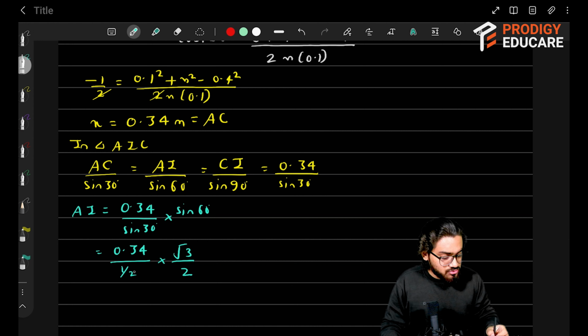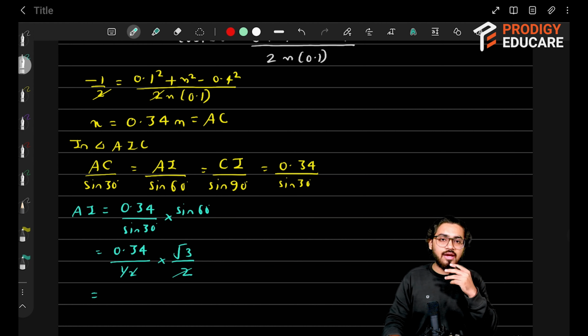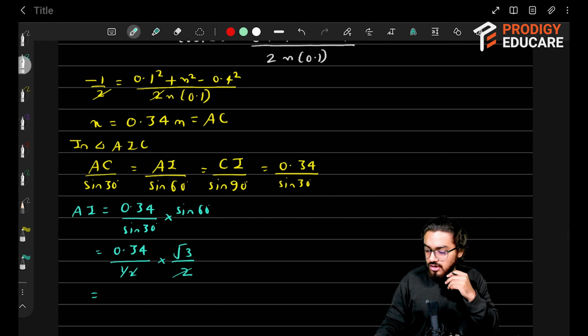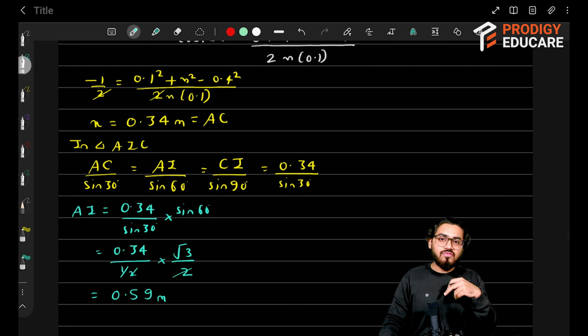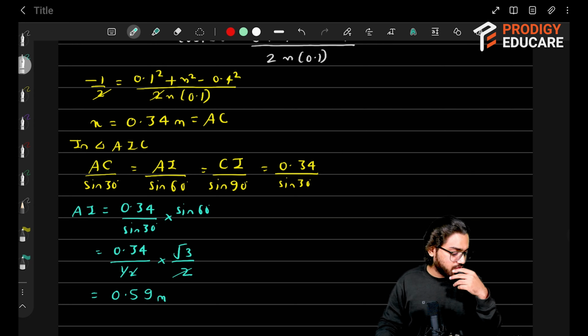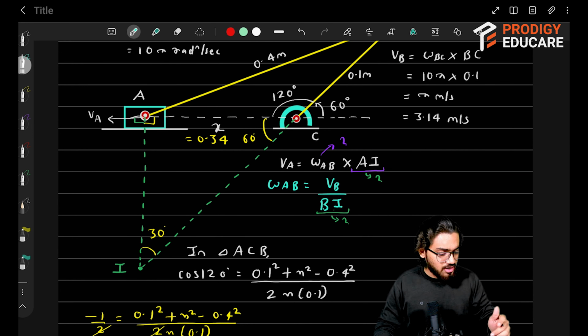If I evaluate this, 2 and 2 get cancelled out. So AI is nothing but root 3 times 0.34, and root 3 times 0.34 is 0.59. Don't worry, I've already done the calculations. So 0.59 meters is the length of AI.